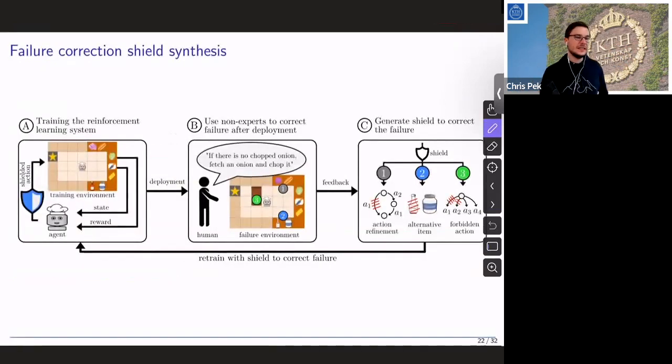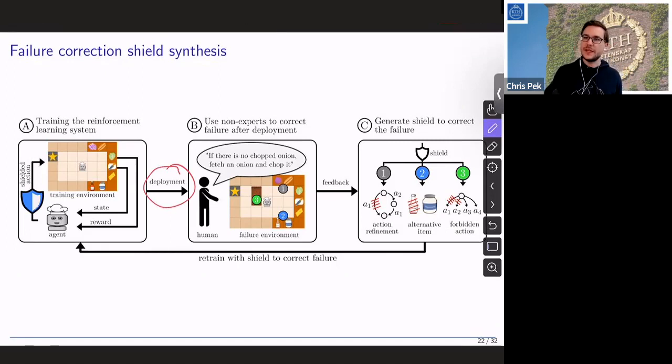The general idea here is in 3 parts. On the left, you see the classical reinforcement learning system that we talked about. That's A, where a reinforcement learning agent is training in a training environment given some shielded actions. We deploy this policy, and if the robot encounters a failure, it queries a human, and the human gives feedback. For instance, if there's no chopped onion, fetch an onion and chop it, because I saw you have an onion, chop it. Do it anew, because someone maybe did not chop the onion before, so you can correct it.